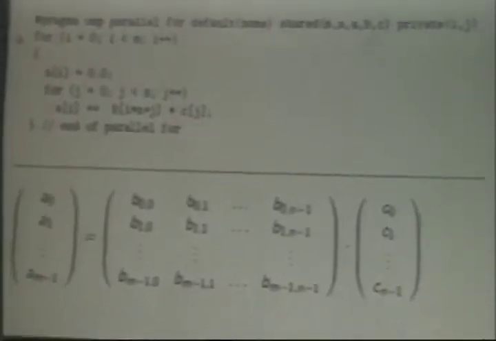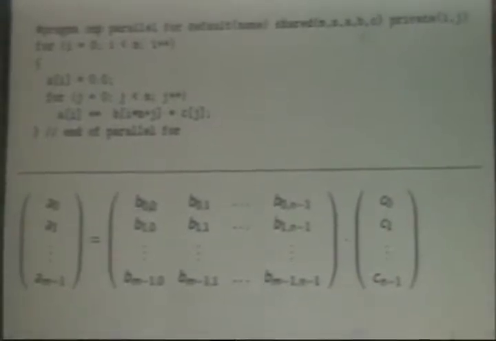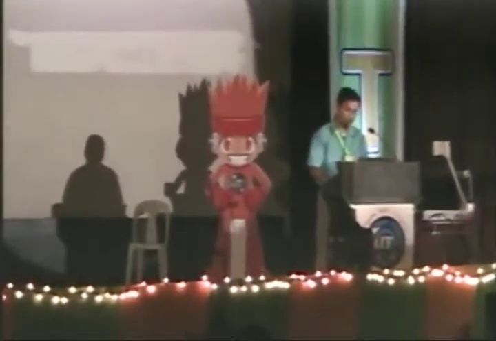As is, this particular code will work without parallelism. But if you want to invoke parallelism, all you need to do is just add this. And the good thing about OpenMP is that your program will still run even if you don't have, say, a dual core or quad core processor.